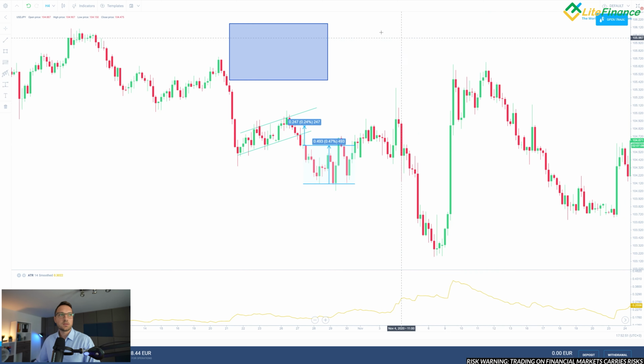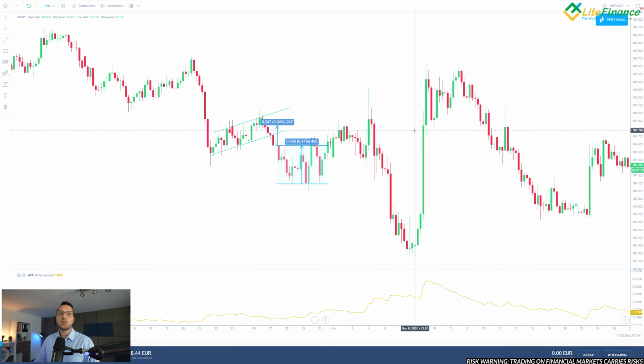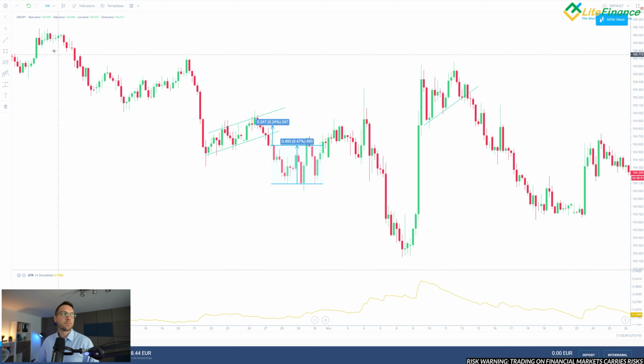Maybe let's delete those rectangles. Again, we have this kind of situation. It would be a wedge because the lines would most likely be converging, but it was created in a very short period of time, so I would rather call it a flag. So let's draw the lines. We have higher lows, and if we mark along the highs, you could see that this is more likely a wedge pattern.